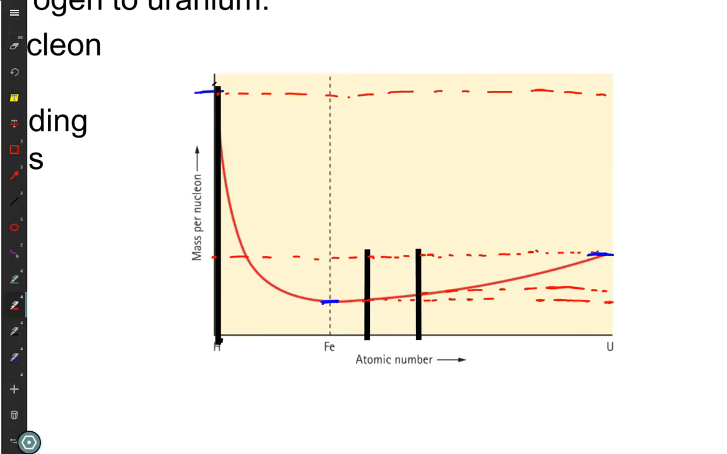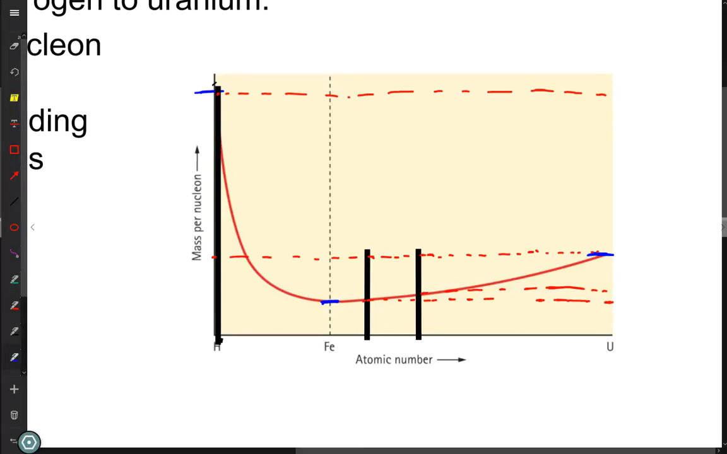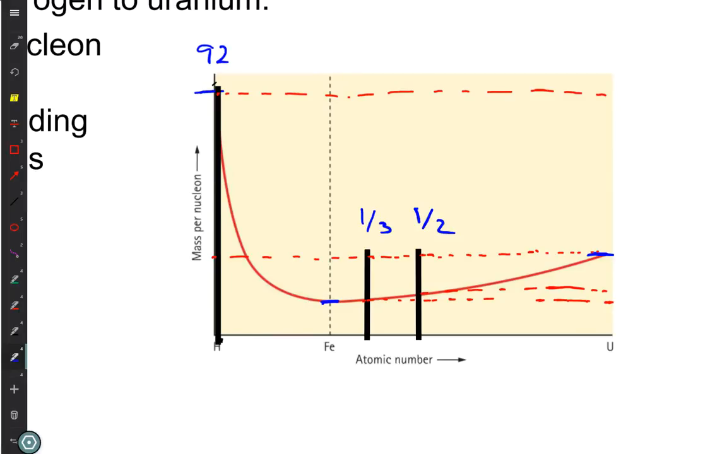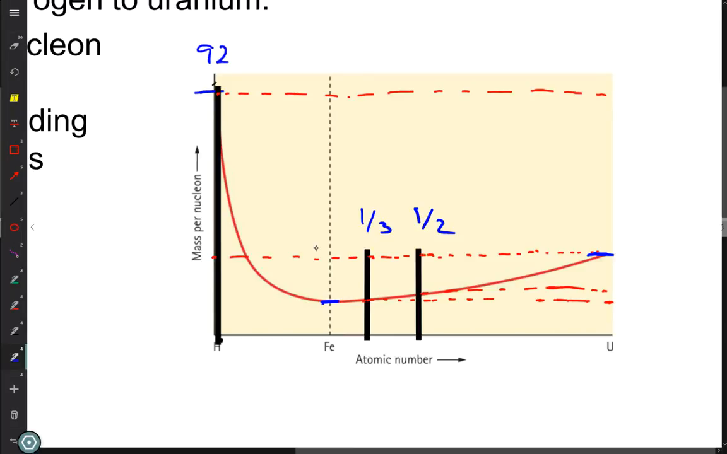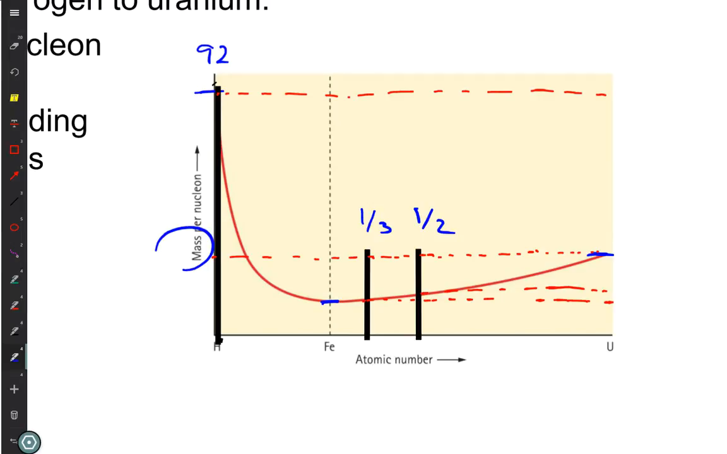So all you have to do is, and I should write numbers here just to make sure people are clear on what I wrote. This is breaking it into one half the size, this is breaking into one third the size, and this is breaking into 92 equal pieces. If I break it to one half the size, did it go to a lighter mass or a heavier mass? Remember, this is the mass per nucleon. So it went lighter.